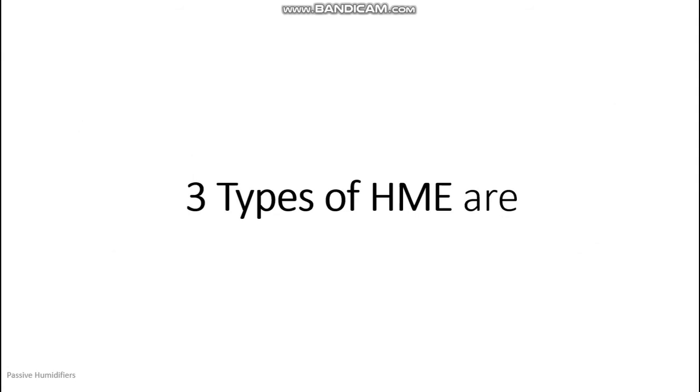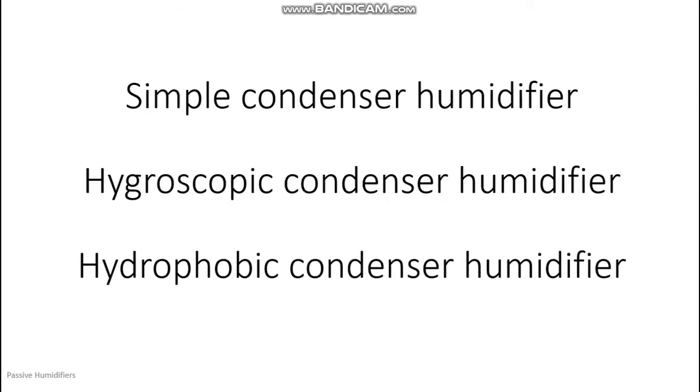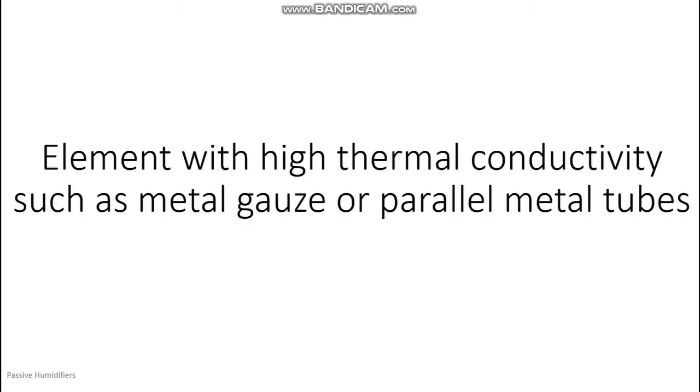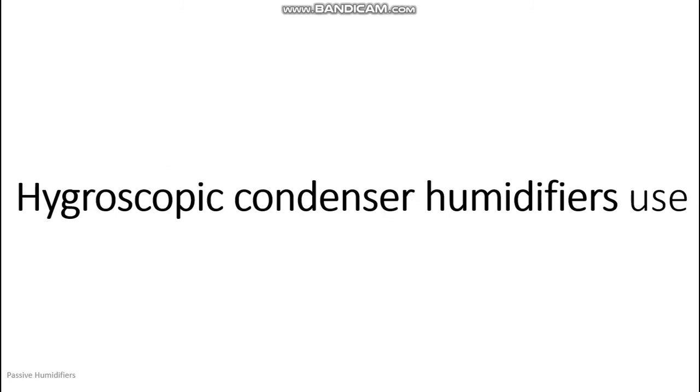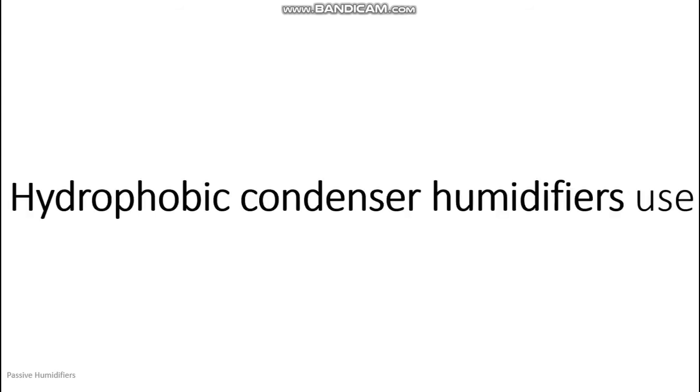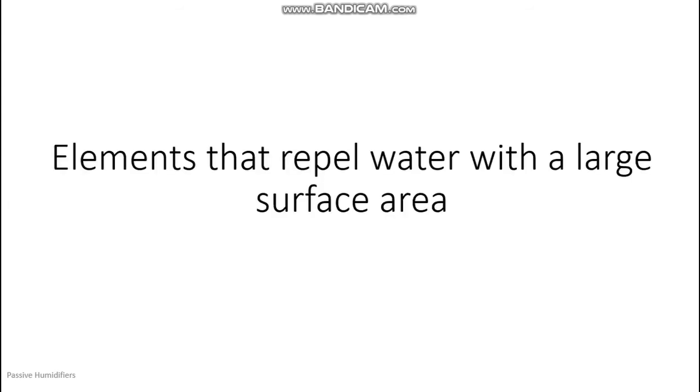3 types of HMEs are simple condenser humidifier, hygroscopic condenser humidifier, hydrophobic condenser humidifier. Simple condenser humidifiers use an element with high thermal conductivity such as metal gauze or parallel metal tubes. Hygroscopic condenser humidifiers use elements with low thermal conductivity such as paper and wool. Hydrophobic condenser humidifiers use elements that repel water with a large surface area.